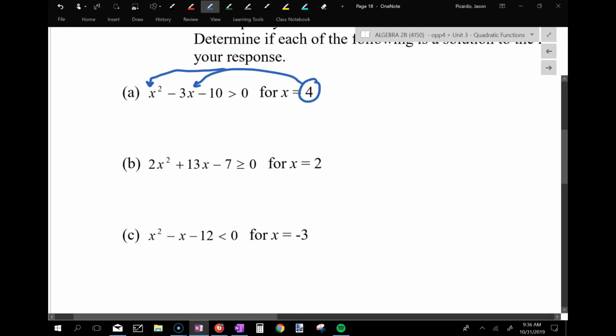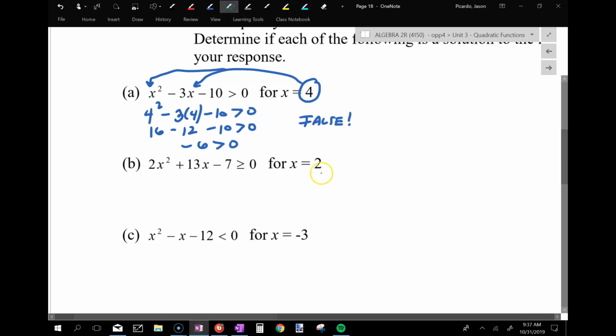Of course, you guys can use a calculator to do that, by storing a variable. But in either case, you get 4 squared minus 3 times 4 minus 10. So I get 16 minus 12 minus 10, and I get negative 6 greater than 0. True or false? False. All right, does not satisfy.